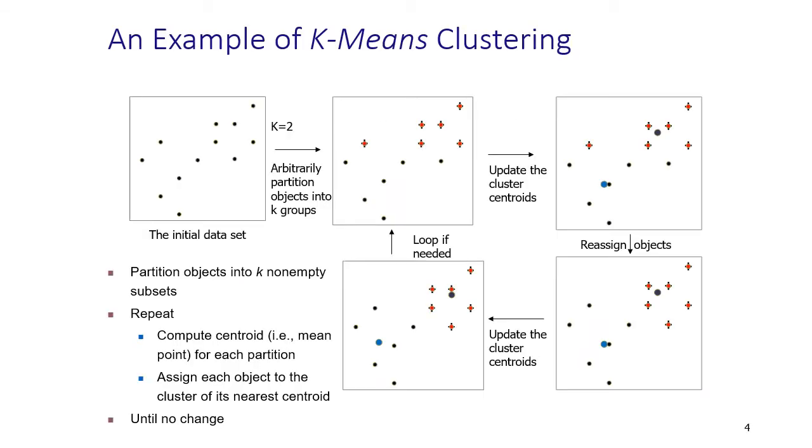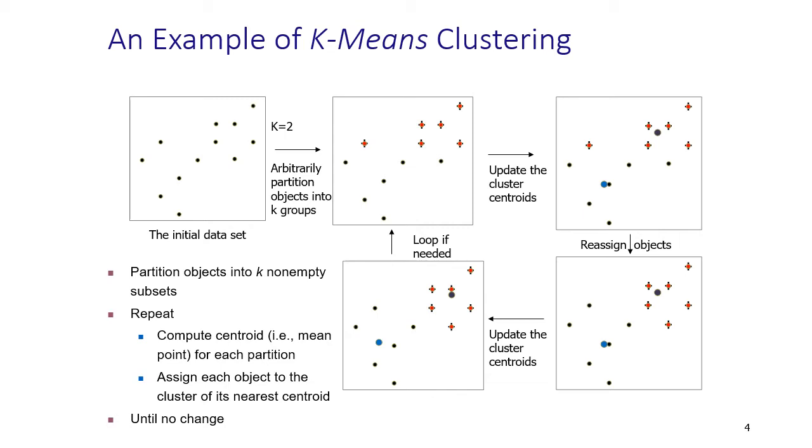Let's take an example of k-means clustering. Here we have an initial data set with some points, and we arbitrarily partition the objects into k groups, where k here is 2. You can see two signs, and these signs represent two groups. Now we update the cluster centroids. The dark points and the bigger circles indicate the centroids of our current clusters.